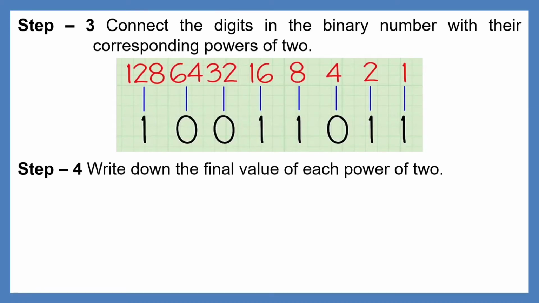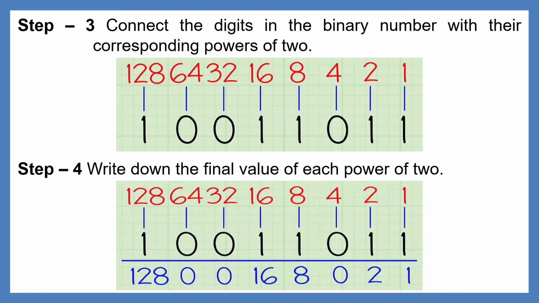Next, we're going to write down the final value of each power of 2. So you're going to write the place value of each power of 2 that has a bit of 1. Since the 1s correspond to the powers of 2, you're going to have 128, then 0, 0, then 16, 8, 0, 2, and 1.